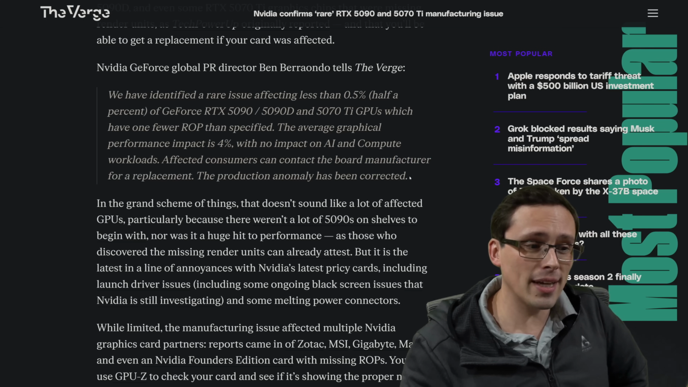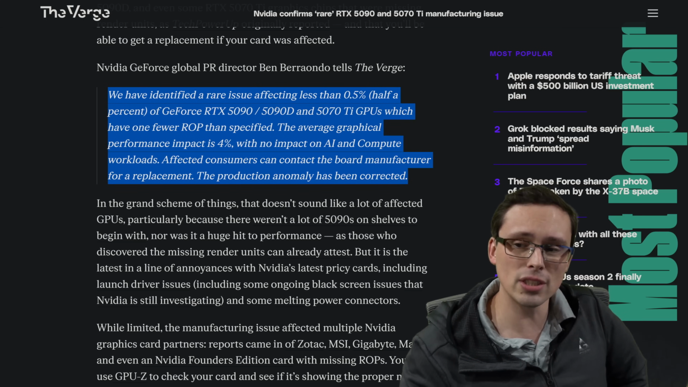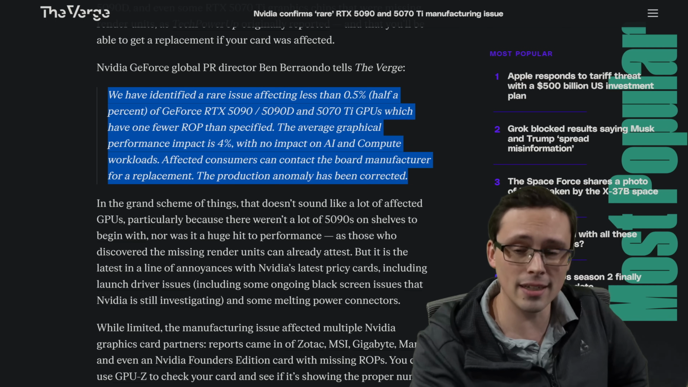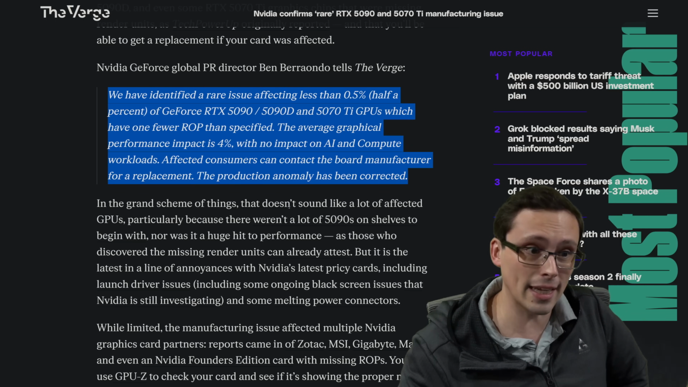I don't know what happened behind the scenes, but I don't like that, because it also damages the reputation of Nvidia with their quality assurance and how they take care of customers. So I really don't like this.